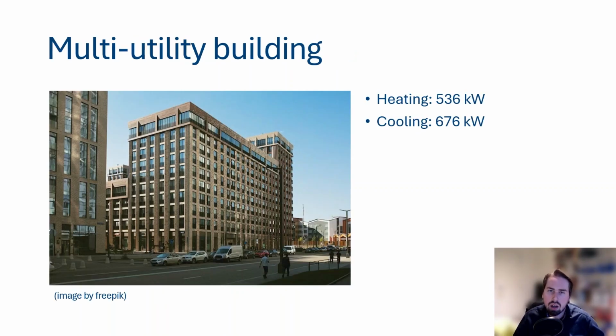So what exactly are hybrid geothermal systems? Imagine you have a multi-utility building. This can be anything ranging from a residential building in combination with, for example, a store or an office building. Typically a building with a lot of heating and cooling power. So in this case we have a building with 536 kilowatts of heating and 676 kilowatts of cooling. We enter this information into GHEtool Cloud and we end up with a bore field of 130 boreholes.